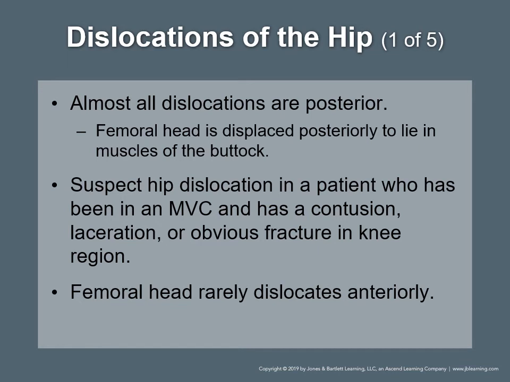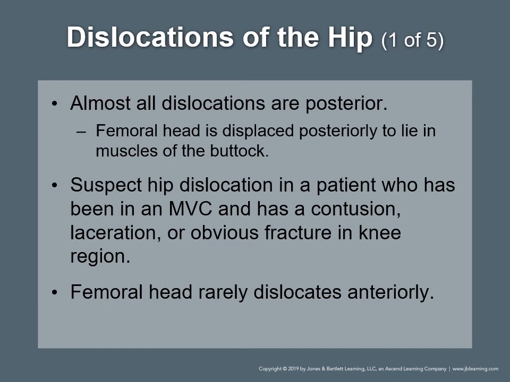Dislocations of the hip. The hip joint is a very stable ball and socket joint and dislocates only after significant injury. Almost all dislocations are posterior. The femoral head is displaced posteriorly to lie in the muscles of the buttock. Suspect hip dislocation in any patient who has been in an MVC and has a contusion, laceration, or obvious fracture in the knee region. The femoral head rarely dislocates anteriorly.